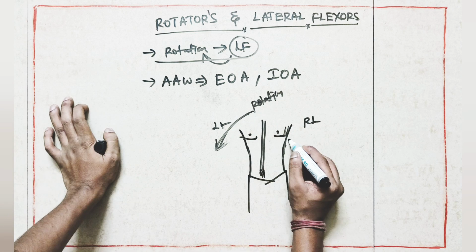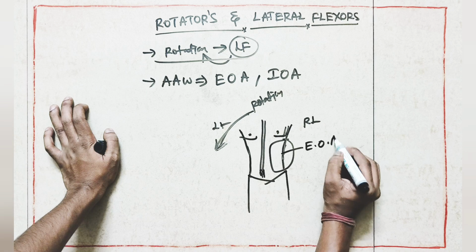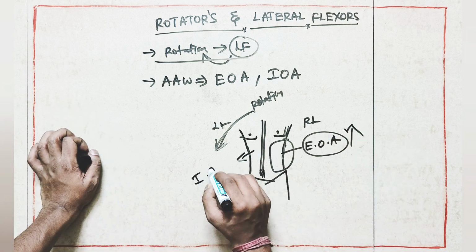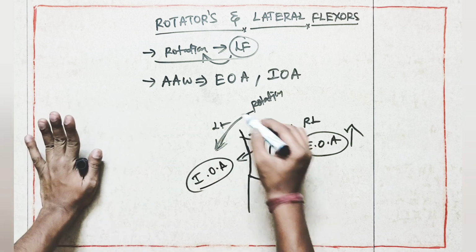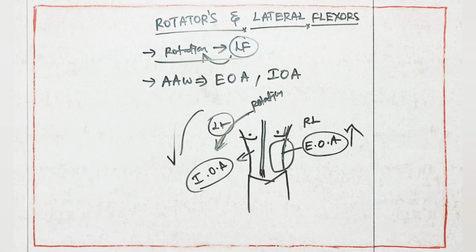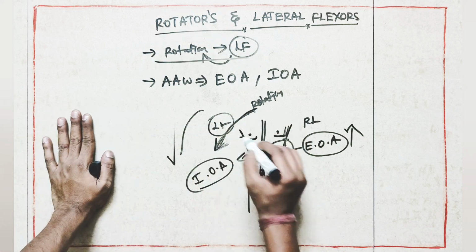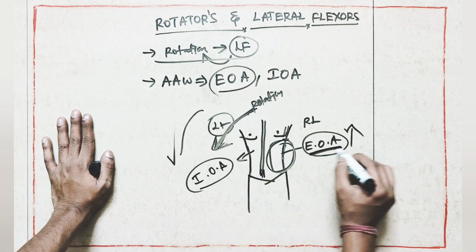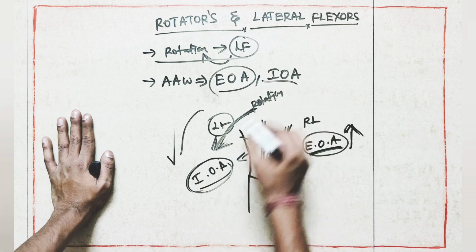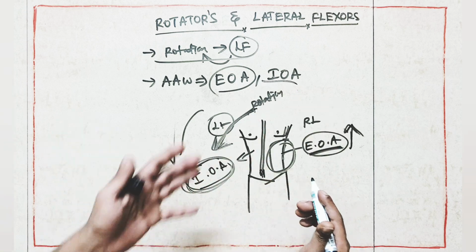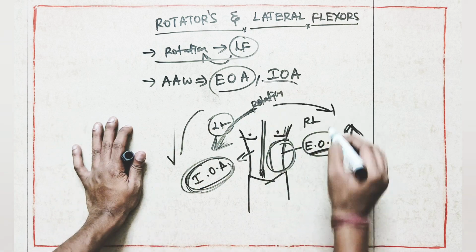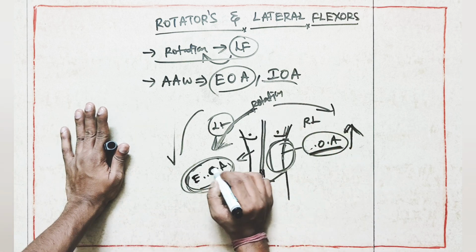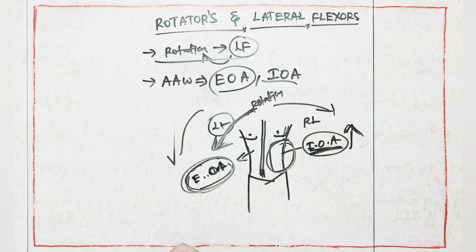If the patient is doing left side rotation, the right side external oblique aponeurosis muscle has to work. At the same time, the left side internal oblique aponeurosis muscle has to work. Then only left side rotation will happen. Understand the point? If the person is doing left side rotation, the right side external oblique and the left side internal oblique will work, so that the patient gets the rotation movement. If the patient is rotating to the right side, it is opposite: the left side external oblique aponeurosis has to work, and the right side internal oblique aponeurosis muscle has to work.